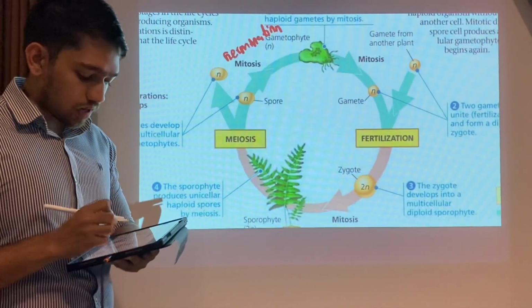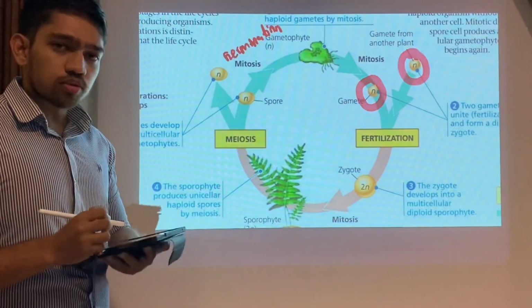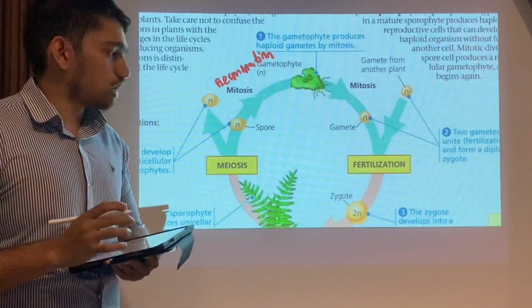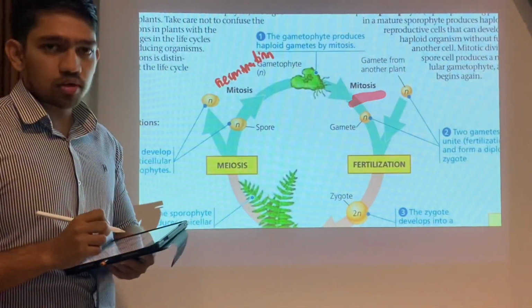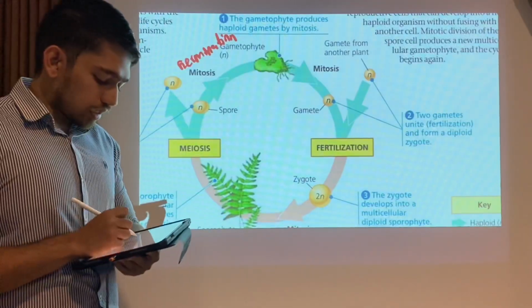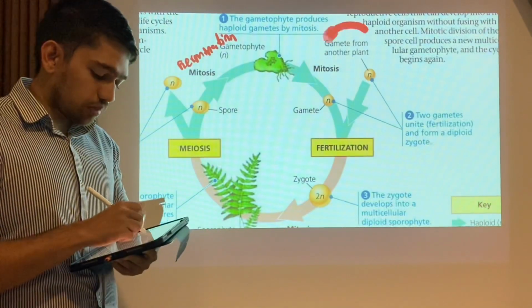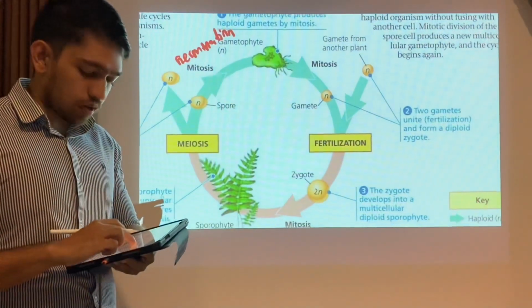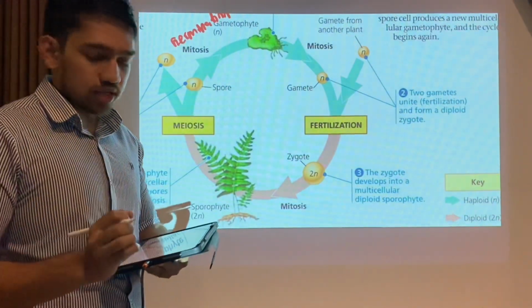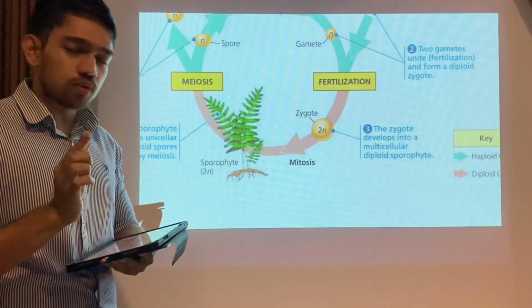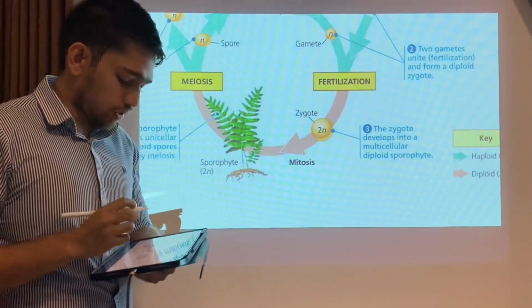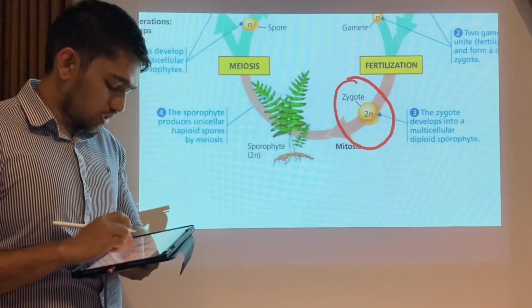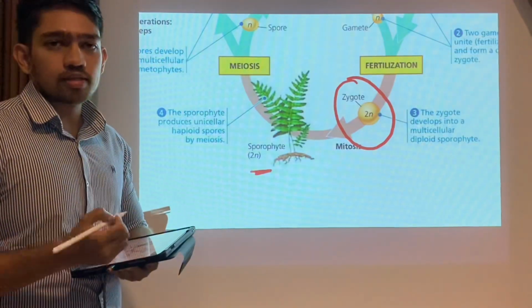So gametes are n, right? So that means the gametes produced by the gametophyte are also haploid. So that can be done by meiosis, right? So a gamete from one gametophyte and a gamete from another gametophyte, we call them male and female gametophytes. When they combine, we call that process fertilization. And that fertilization will produce a single cell that is diploid. We call it the zygote. The zygote will grow into a mature sporophyte. This is the basic idea.